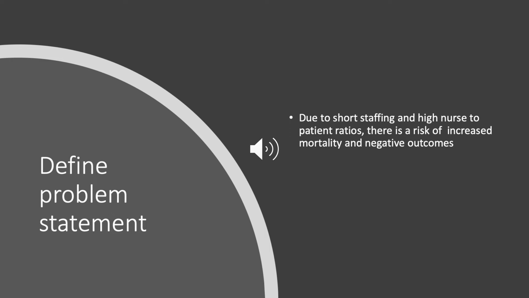For my problem statement, due to short staffing and high nurse-to-patient ratios, there is a risk of increased mortality and negative outcomes. So the higher the nurse-to-patient ratio is, the harder it becomes for nurses to give quality care. If care is left undone or it's done subpar, patients suffer. If care is too much to handle, errors are going to be made, and when errors are made, the patient's safety is put at risk. It's a domino effect, and it comes full circle.